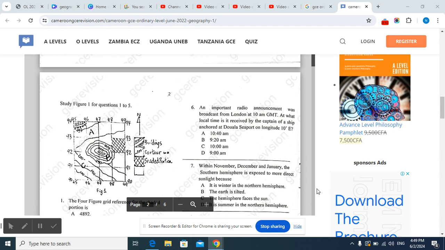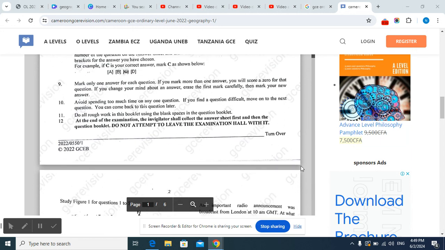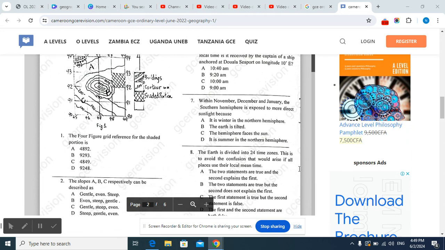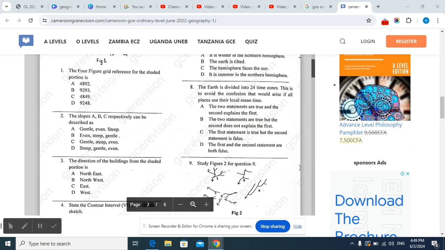Paper 1. So the question here is: study Figure 1 for questions 1 to 5. All right, question 1. The four-figure grid reference for the shaded portion is the answer is A.